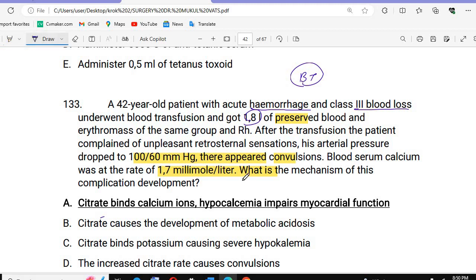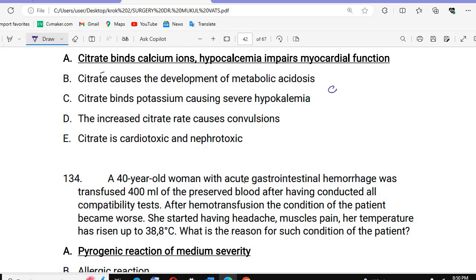Now see, we have discussed that citrate has a greater capacity to bind with calcium and magnesium. So in that patient, the free calcium and free magnesium will be decreased.